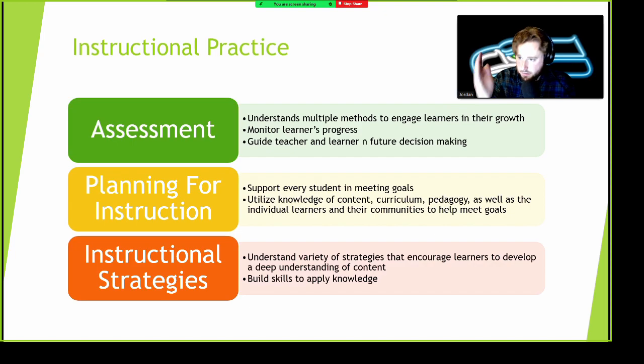Instructional practice. Obviously, we need to assess students, so we need to understand the multiple methods to engage learners in their growth. We need to monitor learners' progress and guide teacher and learner future decision making. Let me bold this up here.